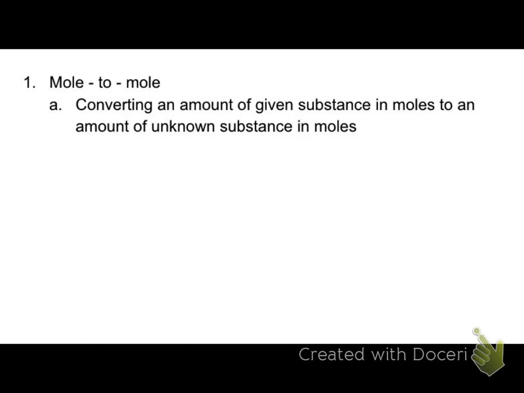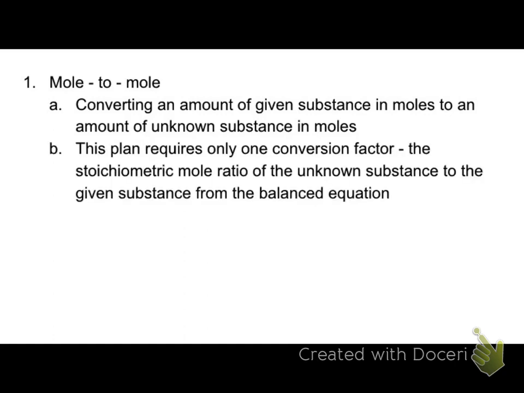So in this type of problem, you're going to convert an amount of a given substance in moles. So they'll tell you, you have this many moles of this substance. And then you're going to be determining an amount of moles of an unknown substance. So they'll say, how many moles would you come out with at the end of the problem? This plan requires only one conversion factor, and that conversion factor is the stoichiometric mole ratio of the unknown substance and the given substance from the balanced equation, which is a long way of saying you'll need the mole ratio and a conversion factor of some kind that we learned how to produce in the previous practice problem.